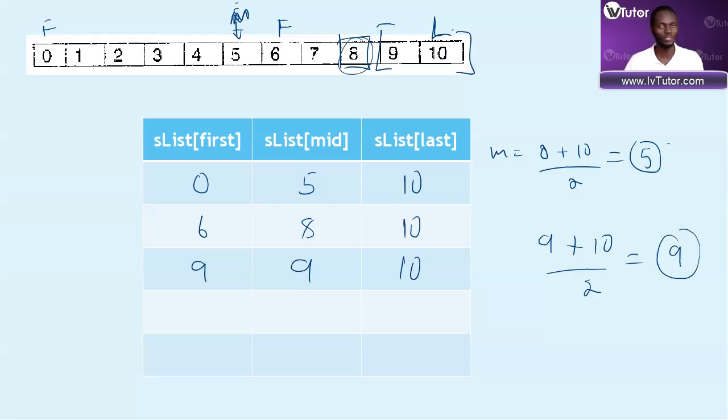You compare your mid index with the search item. Again, 9 is still less than 11. What do you do? You increment your first. So first becomes 10. Your last is still 10. Your mid is now 10. 10 plus 10 over 2, 10.